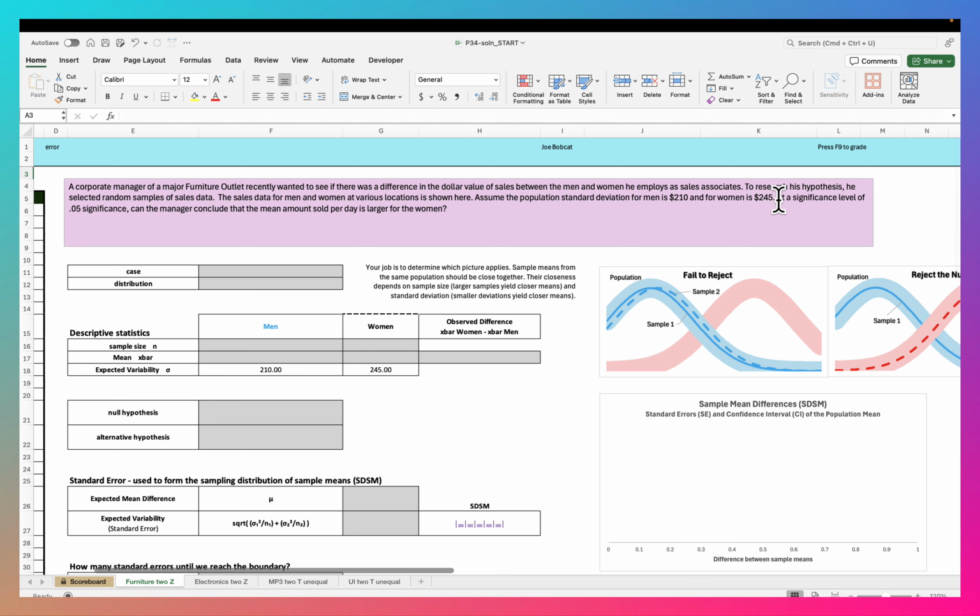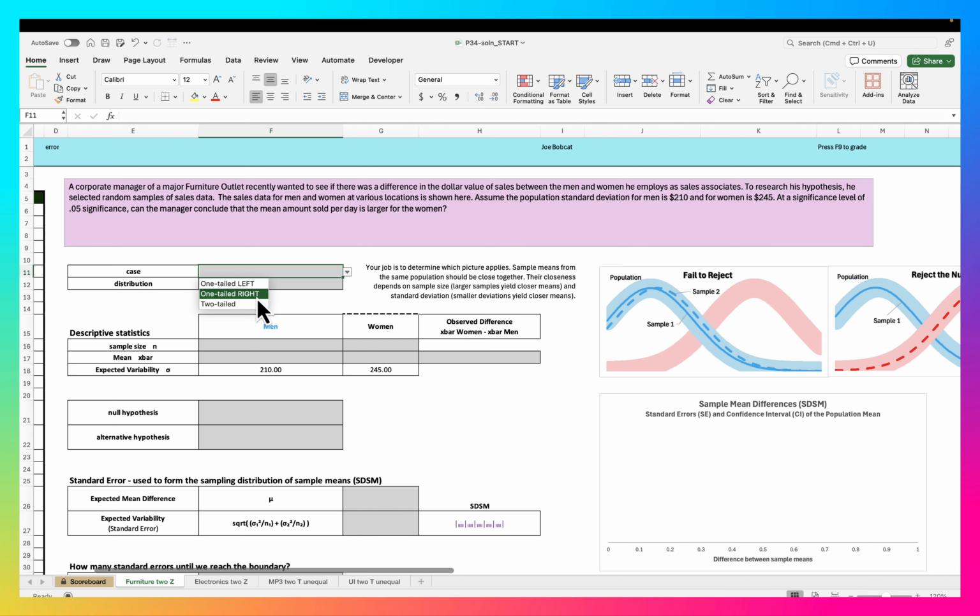Assume the population standard deviation for men is 210 and for women is 245. At a significance level of 0.05, can the manager conclude that the mean amount sold per day is larger for the women? Okay, so let's go ahead and write down what we know.